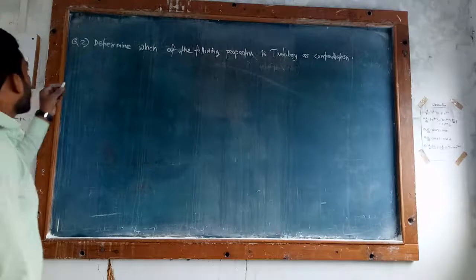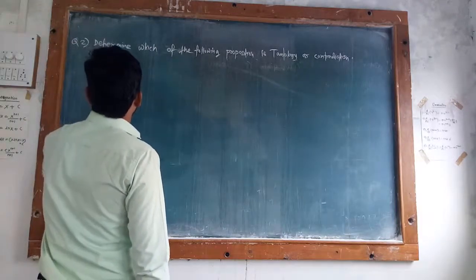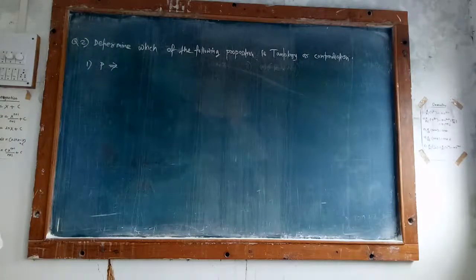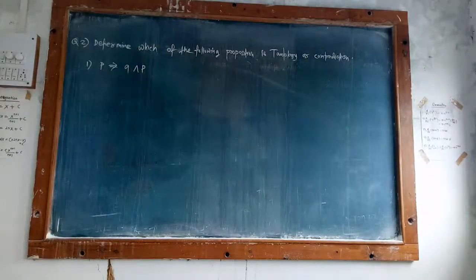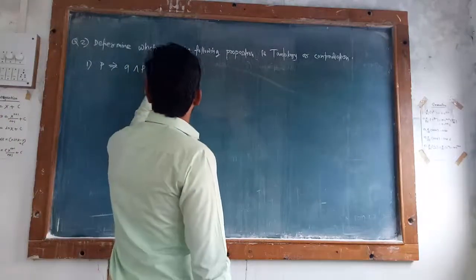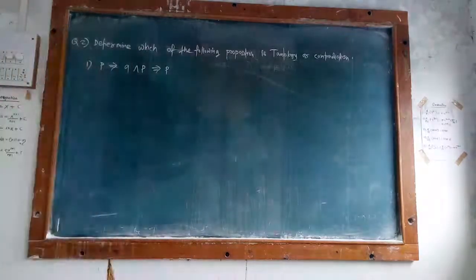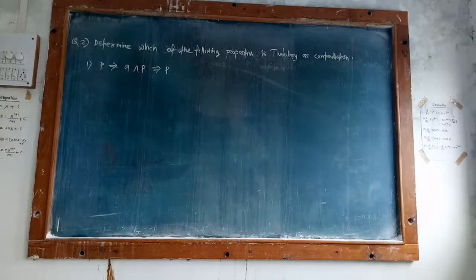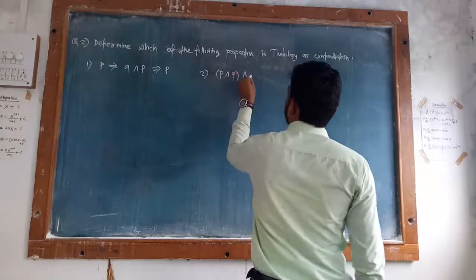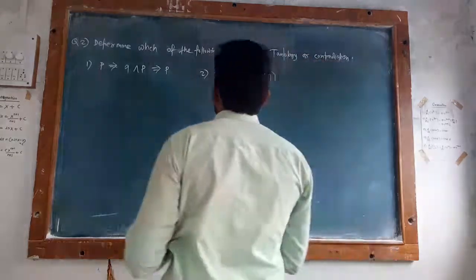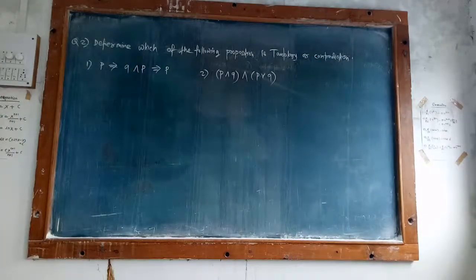The first one: P implies Q, and P implies P. Your first proposition becomes (P implies Q) and (P implies P). The second proposition is (P and Q) and (P or Q). This is the second one. This is your third one.